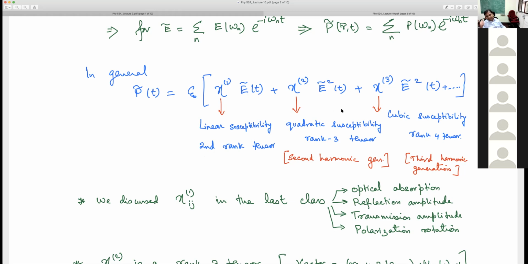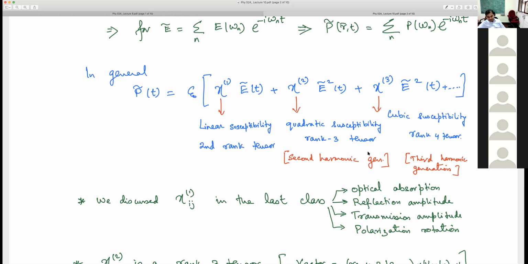So I'll have in general two components coming from E: EI, EJ. P will have a component PK. So I have a three component object. So this chi has to have in general three free components. So it's a generalization of a matrix with three indices, basically. That kind of a quantity is called a rank 3 tensor.